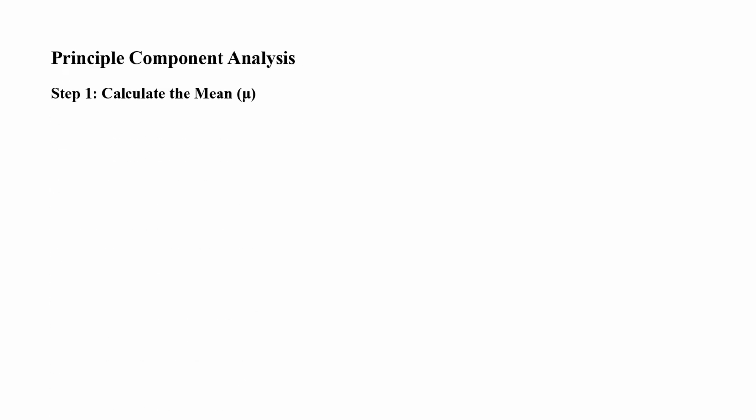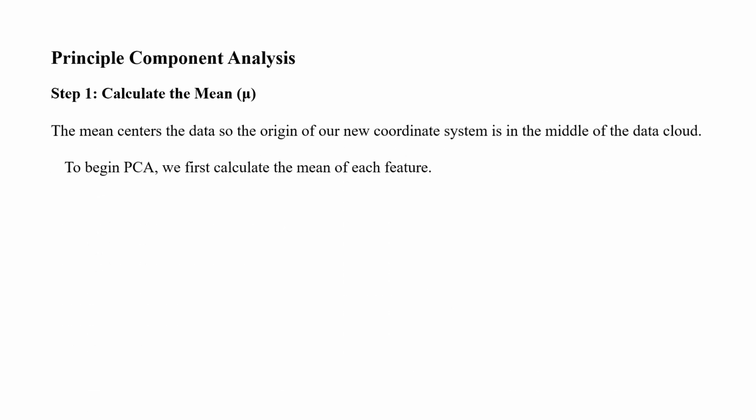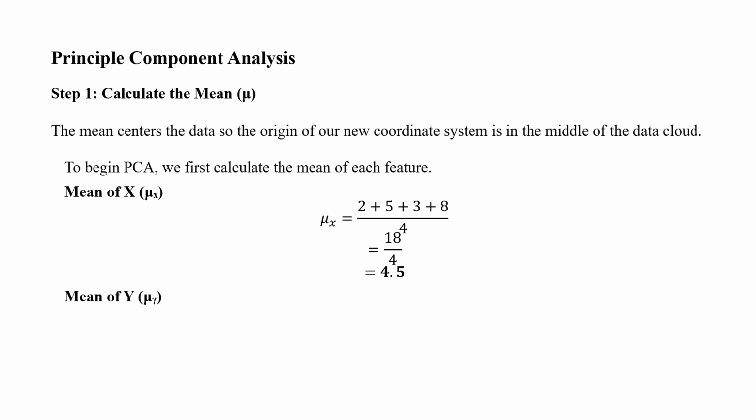Step 1. Calculate the mean. In PCA, the first step is to find the mean of each feature. The mean helps us center the data. Let us calculate the mean of X. So, the mean of X is 4.5. Now let us calculate the mean of Y. So, the mean of Y is 5.0. These mean values will be used in the next step to center the data.